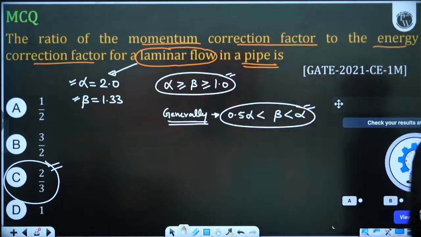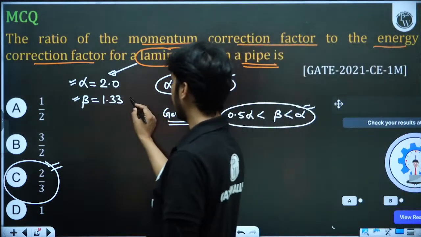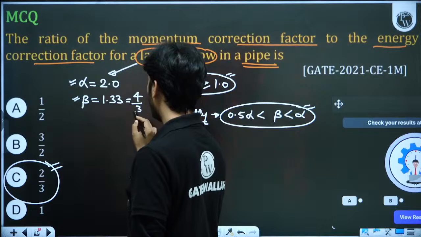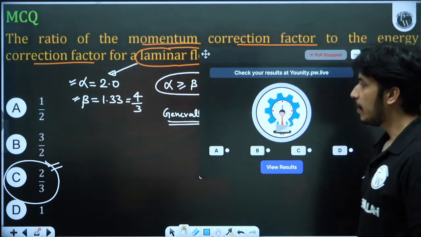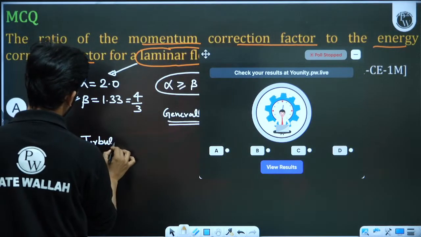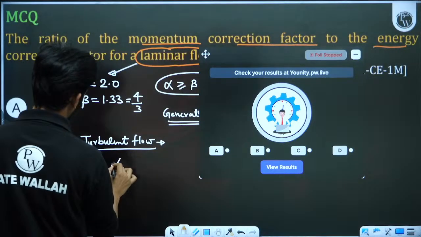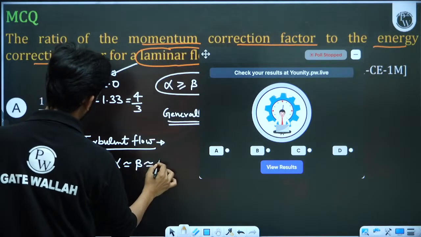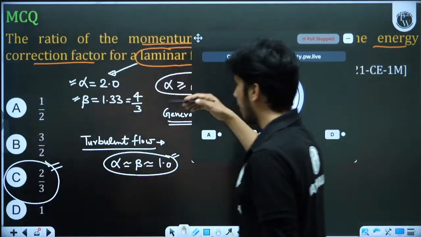You can also write it like this. So 2 upon 1.33 is how much? 4 by 3. So 4 by 3 upon 2 is 2 by 3. So from here you can also calculate. And for turbulent flows, alpha is nearly equal to beta is nearly equal to 1. Only for this case they are equal, the ratio is 1. But here the answer will be the C part.